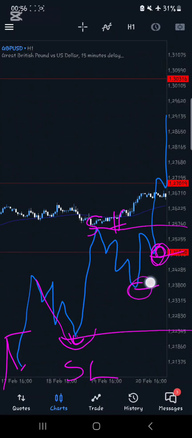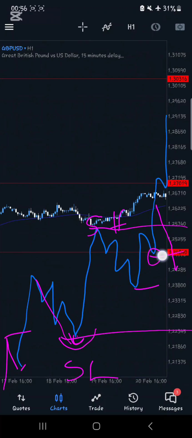Why? Because this is the lowest point the market pulled back to before it broke structure. So this is where we mark our swing low. Until that low is broken, we don't look for our selling opportunities. The market can pull back over here and break past over here, but we still don't look for sells.